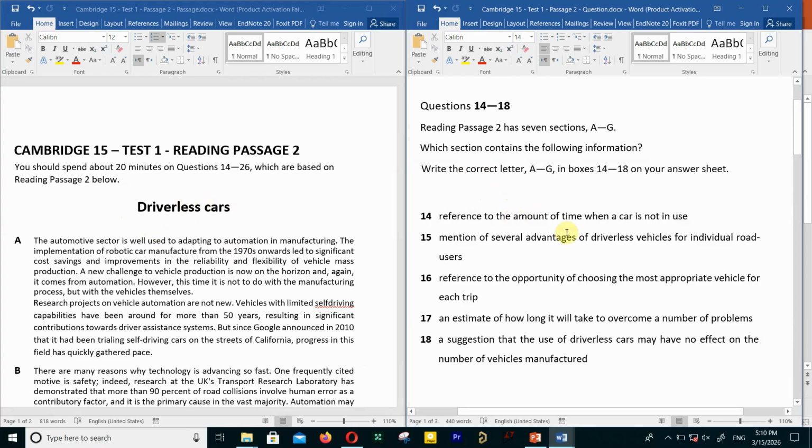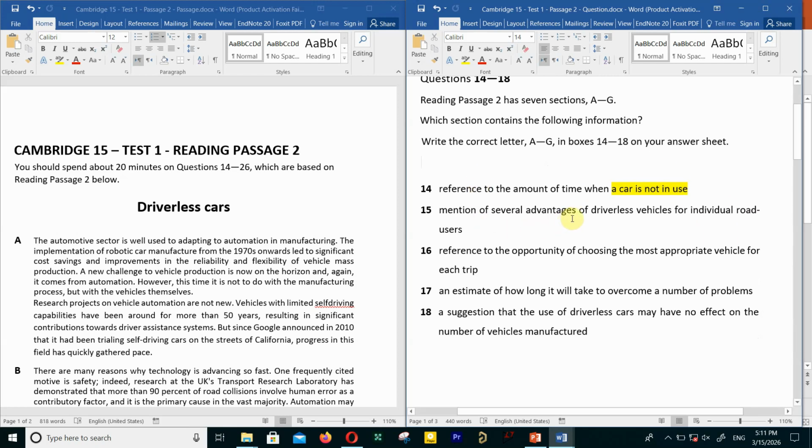Driverless cars. Reference to the amount of time when a car is not in use. What does that mean? Can you imagine a car not in use? For example, maybe the car is parked. You have to use your imagination, because they always try to paraphrase these sentences. Mention of several advantages of driverless vehicles. The whole paragraph is about driverless cars for individual road users. So, several advantages of driverless vehicles.